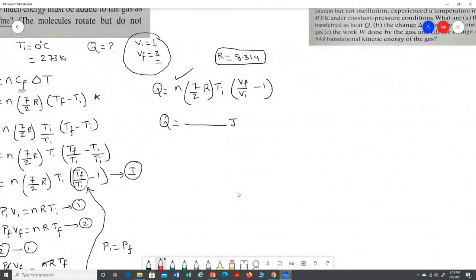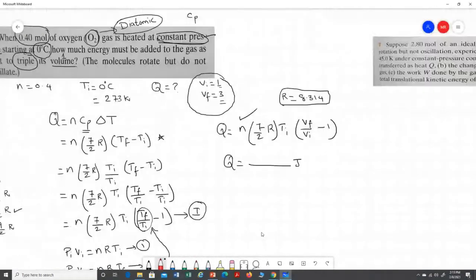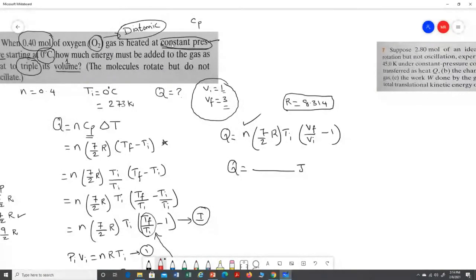My question is about the CV and CP. How did you choose it? Because if you see the words constant pressure, it represents CP. If you have constant volume, it is CV. Keep this information. Understand?